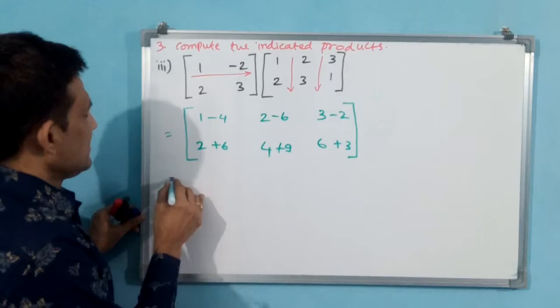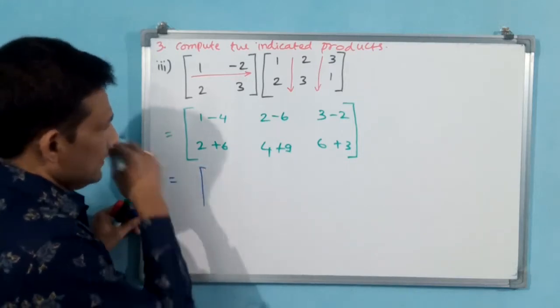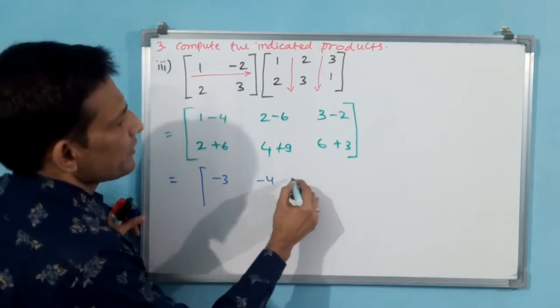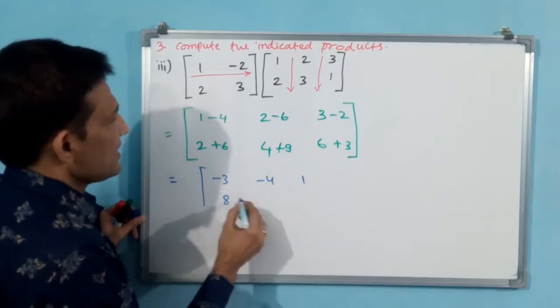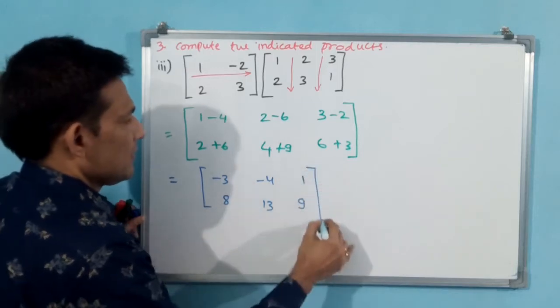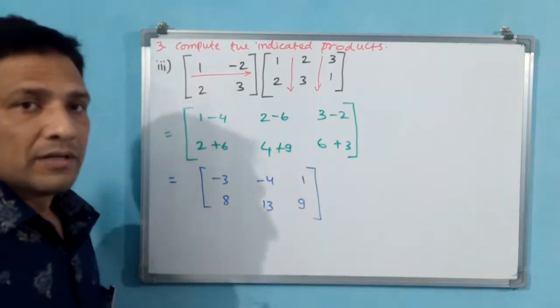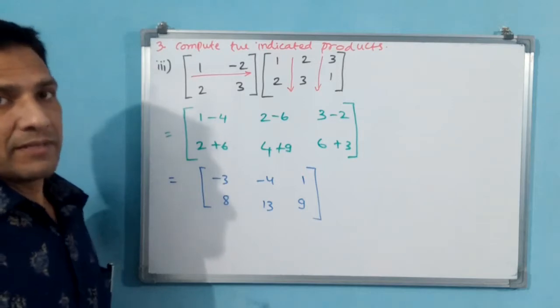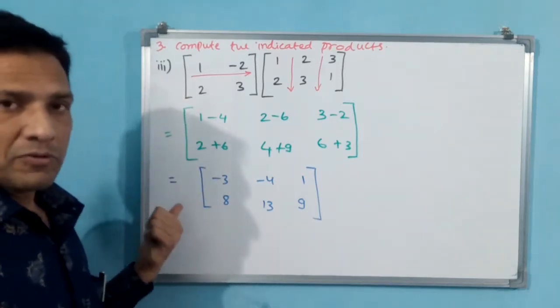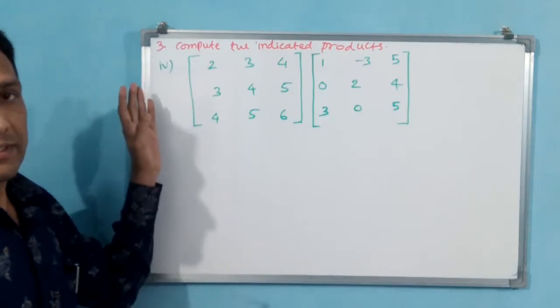Now let us finish the final. 1 minus 4 is minus 3. 2 minus 6 is minus 4. 1, 8, 13, 9. This will be your answer for this third part of the third question. Shall we go for the fourth part? Fourth part of the third question.